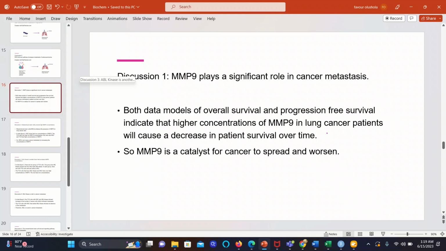Even in the overall survival, and particularly with progression-free survival rates, we saw a decline in both survival rates when there were high concentrations of MMP9, and this lets us know that MMP9 is a catalyst for cancer to spread and actually worsen.